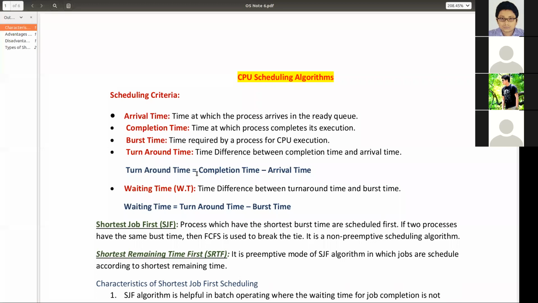But before that, I am asking one question: how many of you solved the previous problem which was given in the last class in FCFS? I mean, what was the result?